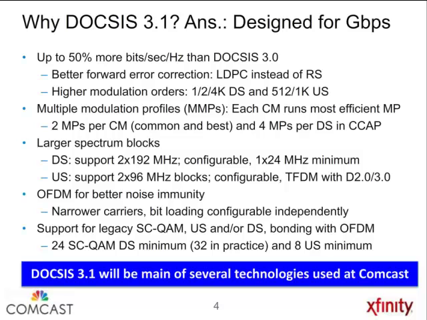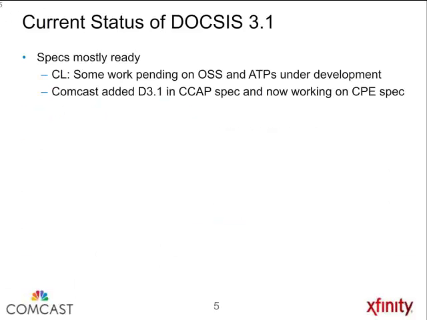Speaking with my Comcast hat on, DOCSIS 3.1 is one of the technologies that we will be deploying. It's actually the main technology that we will be deploying moving forward for high-speed access. What's the current status of DOCSIS 3.1? Well, actually, it's very, very advanced. It's the spec that has moved the fastest. It's the one that is being developed the fastest of all of the DOCSIS specs that we've worked with and deployed in the past. From a spec perspective, they're mostly done.